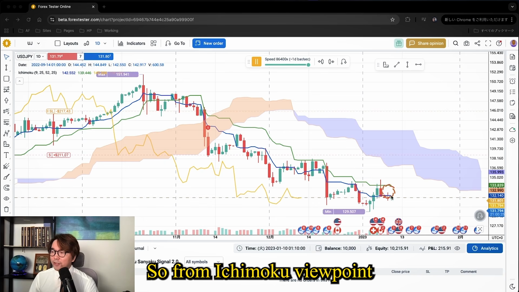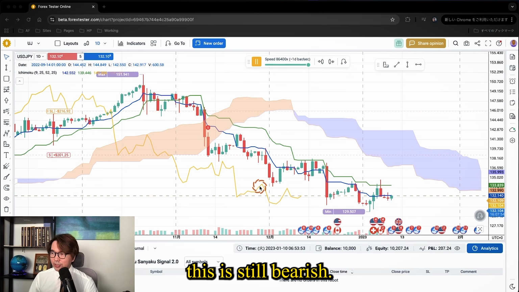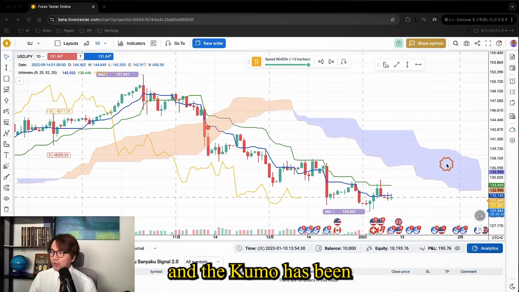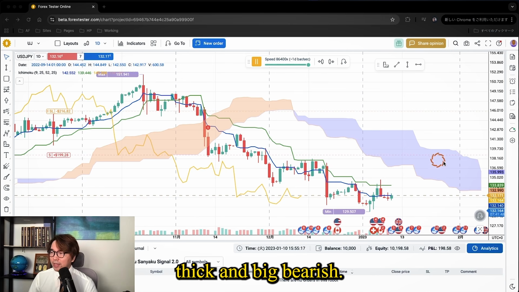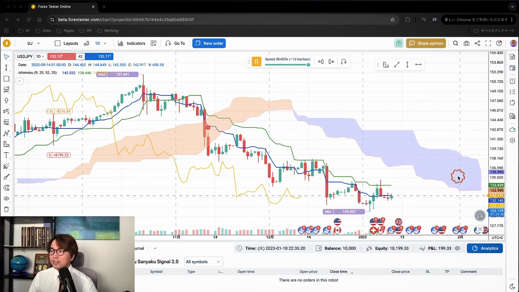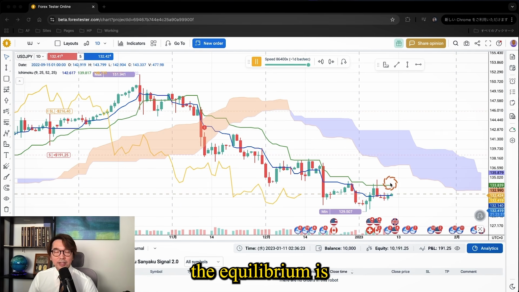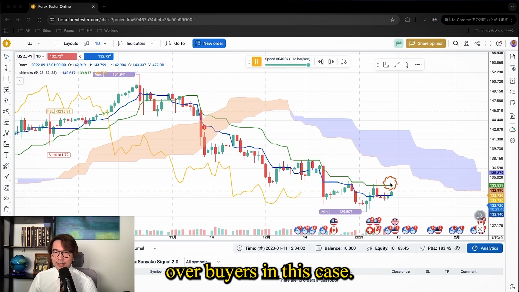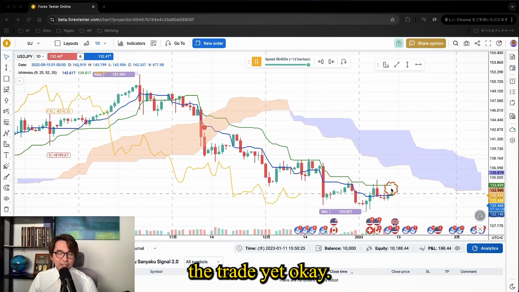So from Ichimoku viewpoint, this is still bearish. Chikou span has been free below the candles, and the Kumo has been thick and big bearish. So overall, the equilibrium is downtrend. Sellers are dominant over buyers in this case. So we don't exit the trade yet.